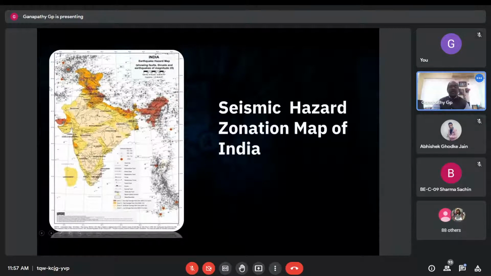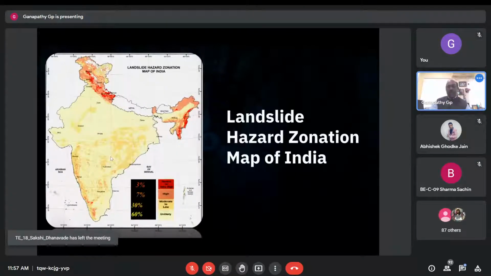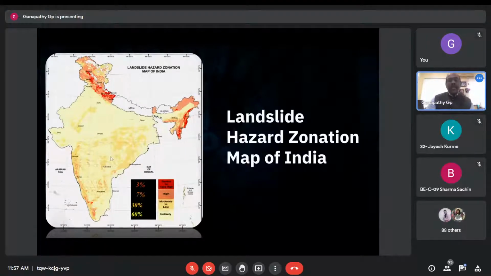Another thing they have is fault lines. They have put them over here. These are the faults which are going to generate earthquakes in those areas. The next one is the landslide hazard zonation map of India, which clearly gives the severity of landslides in India. The red portion you are seeing over here is the severe to very high landslide prone area, mostly in our hilly areas, which are prone to landslides.